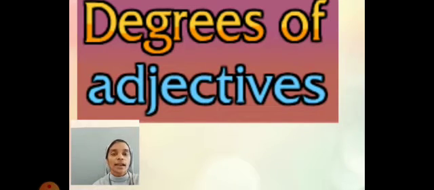Degrees of adjectives. What is an adjective? An adjective is a word that tells us more about a noun or pronoun. It describes the noun or pronoun.